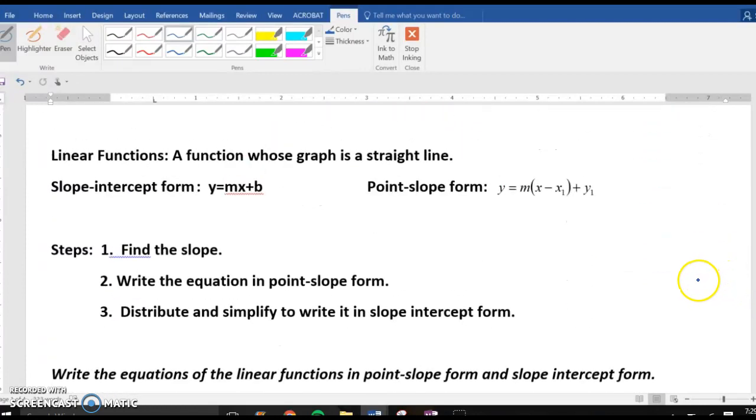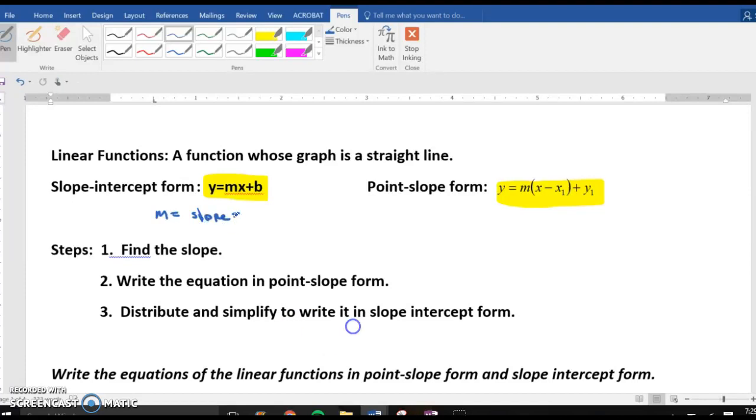Now, writing equations of lines. First off, all the lines we write are going to be linear functions, so you're going to look for that common difference or slope. A linear function is a function whose graph is a straight line. In slope intercept form, it is y equals mx plus b, and point slope form is y equals m, which is the slope, times x minus x1, all plus y1. The important thing to know here is m is the slope.